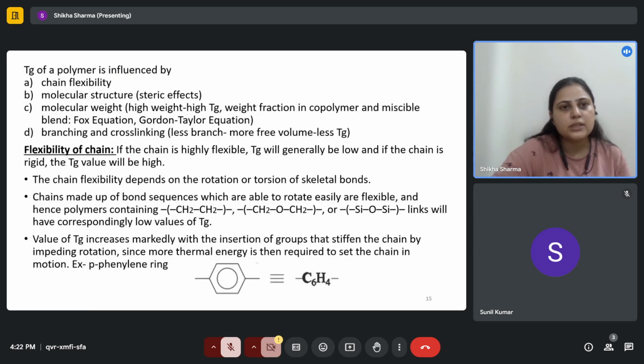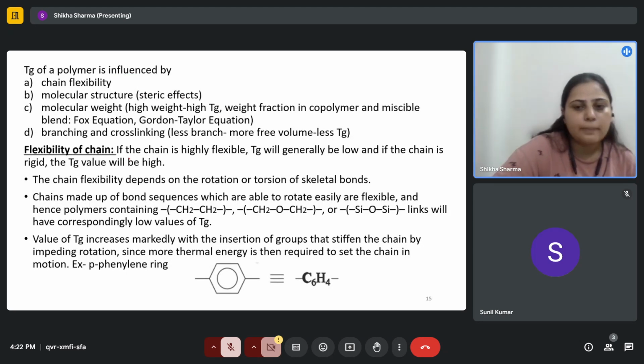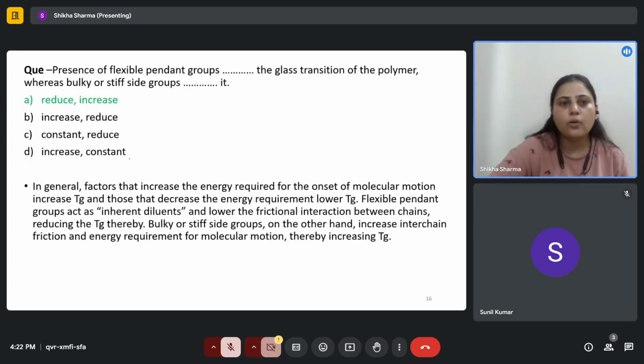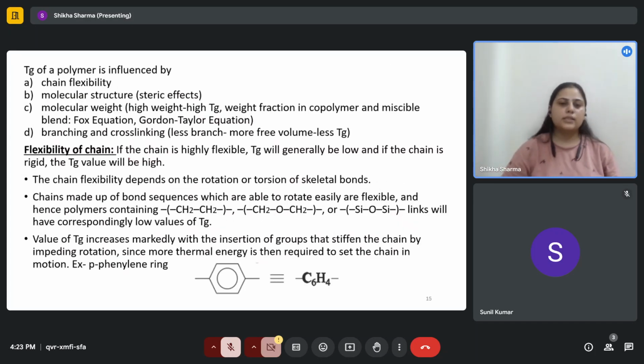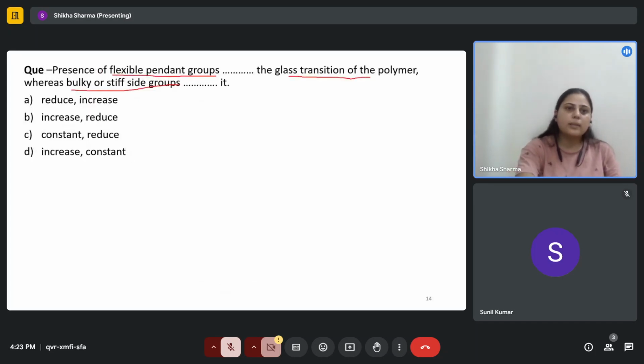So let's first discuss the concept behind it, right? Actually, option A is correct. Let's see why option A is correct. It is saying that the presence of the flexible pendant group reduces the glass transition of the polymer, whereas if a bulky group or stiff group is there, it will increase the glass transition temperature.